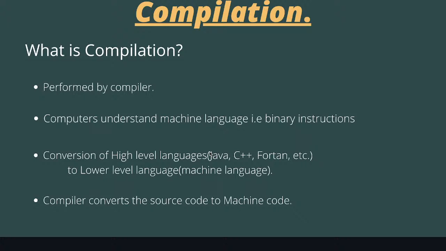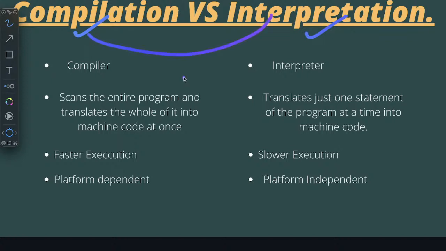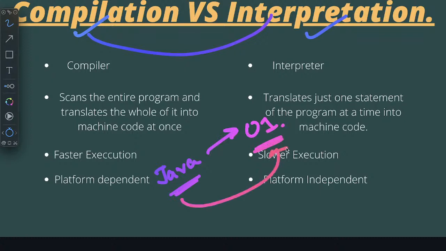So we'll again have a quick recap of the complete execution steps, but before that we'll have a look at what compilation and interpretation are from this slide. The need of compilation and interpretation was converting our higher level language, that is Java, to binary instructions.